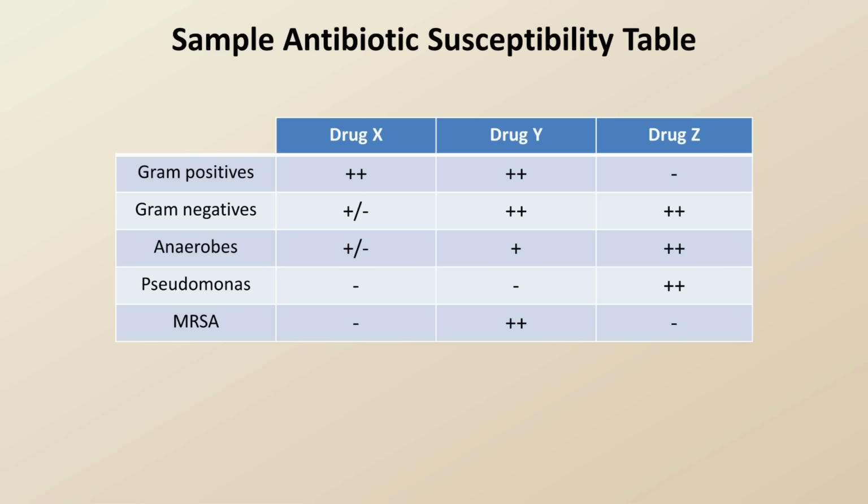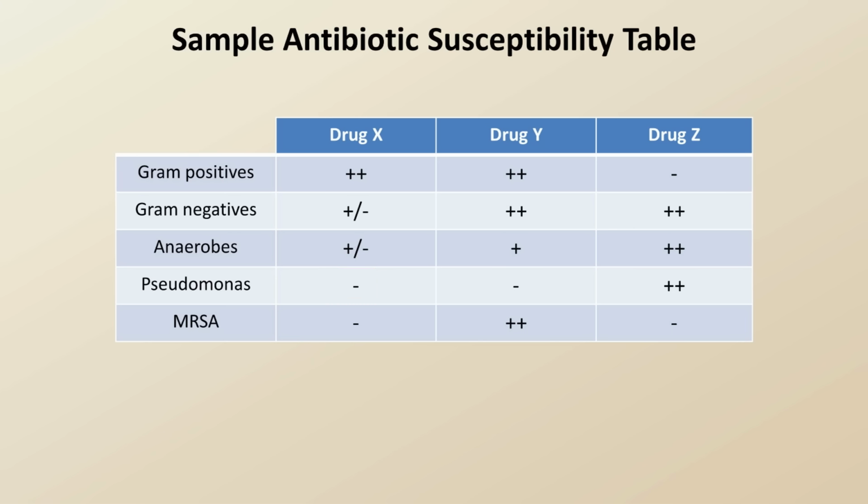So what do these pluses and minuses mean? 2 pluses mean that, in general, coverage of this category of bacteria by this drug is excellent. 1 plus means that, in general, coverage of this category of bacteria by this drug is fair. A plus-minus means that coverage is inconsistent and not reliable. And a minus sign means that there is little or no coverage.